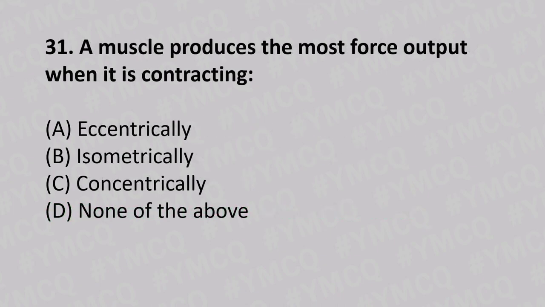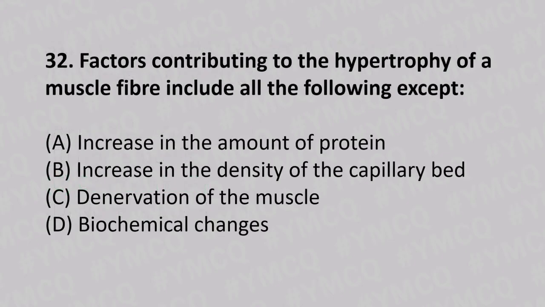A muscle produces the most force output when it is contracting option A, eccentrically. Option B, isometrically. Option C, concentrically. Option D, none of the above. And the answer is option C, concentrically. Moving to our 32nd question.